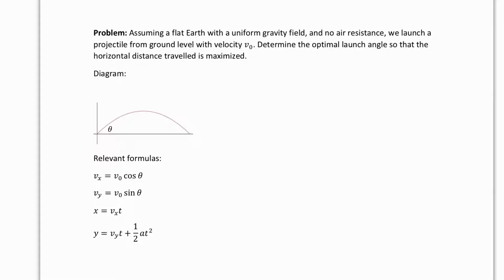Well, we need to determine this. This right here is what we want to maximize. So x equal to vx times t is what we want to maximize. But the problem is that it's in terms of t. And we need to make it in terms of theta, because we're looking at the optimal launch angle. So we need to get rid of that time, and so we need some formula for time. So let's look at this formula here and see if we can figure something out for time.